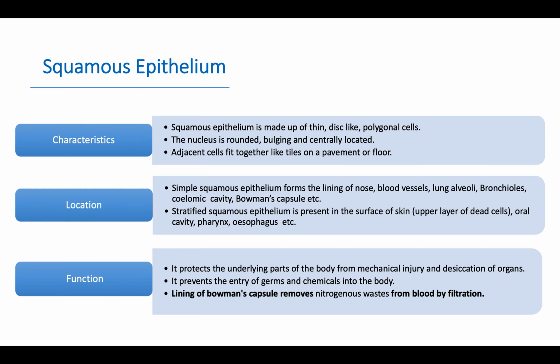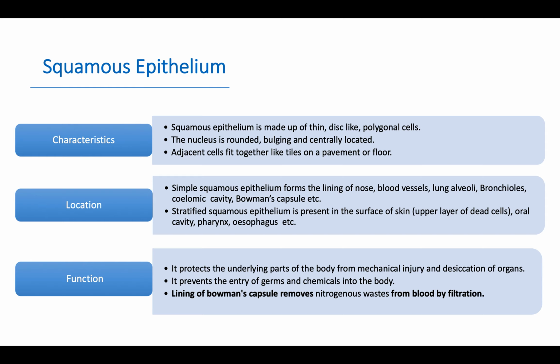Simple squamous epithelium forms the lining of nose, blood vessels, lung, alveoli, bronchioles, coelomic cavity, Bowman's capsule, etc. Stratified squamous epithelium is present in the surface of skin. They are present in many layers, and the upper layer is of dead cells. This is present in oral cavity, pharynx, esophagus, etc.